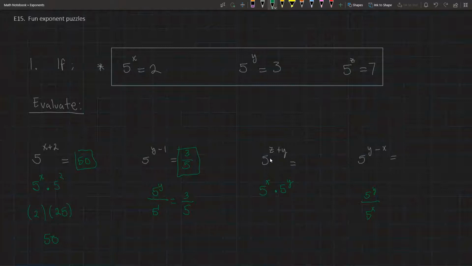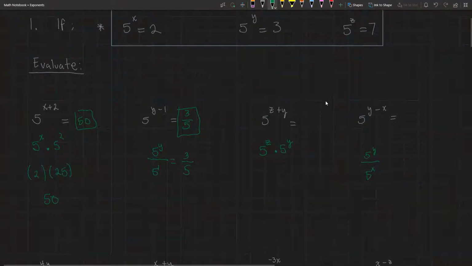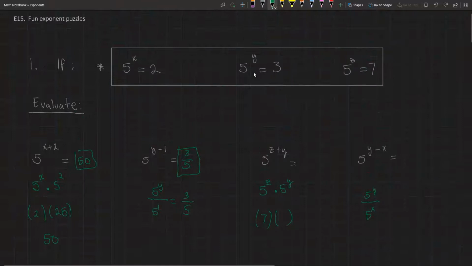This one right here is 5 to the z times 5 to the, oh, that was a mistake. I wrote x. Let's fix that. I'm glad you guys caught that too. 5 to the z times 5 to the y. That's what's going on right here. And we can make those substitutions. 5 to the z is 7. So we have 7 times some other number, 5 to the y. 5 to the y is 3. So therefore, this expression becomes 21. That's pretty nice.